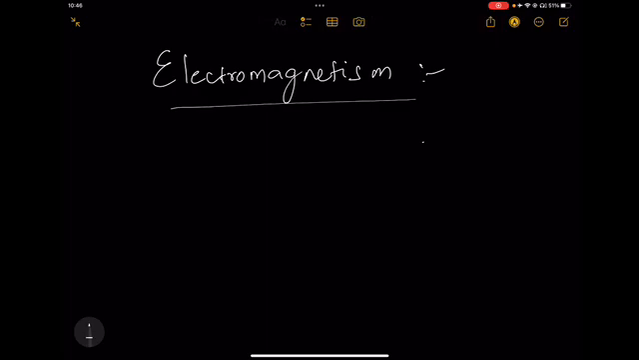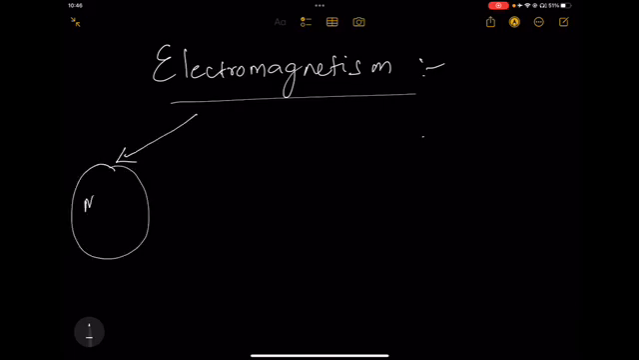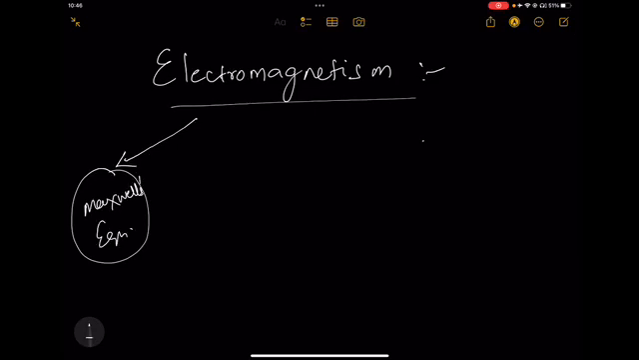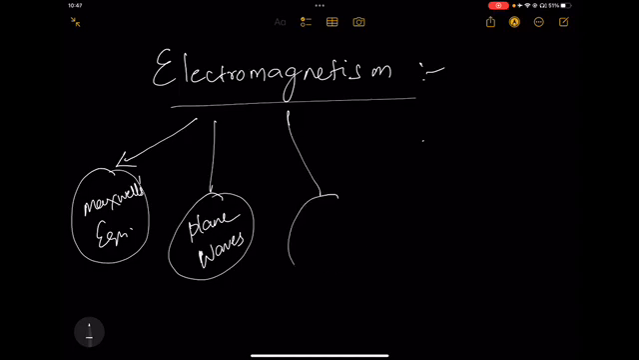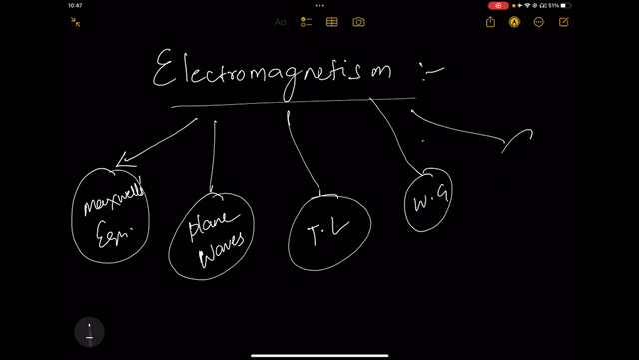This subject, electromagnetism, in most cases is divided into 5 parts. One is Maxwell's equations, and the next is plane waves, and transmission lines, waveguides, and antennas.